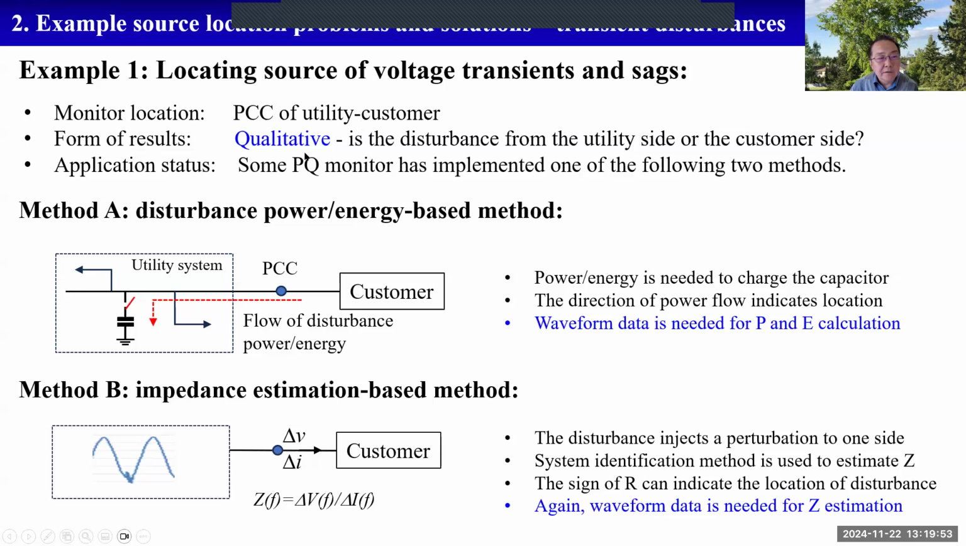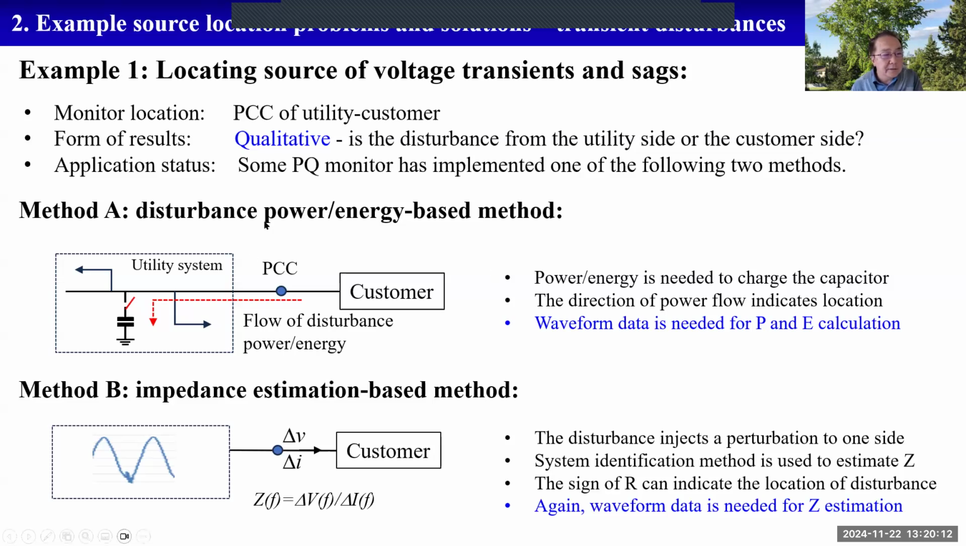The form of the results is qualitative, meaning whether the disturbance is from the utility side or from the customer side. In application studies, some power quality monitors have implemented one of two methods. Okay, so let's talk about it.